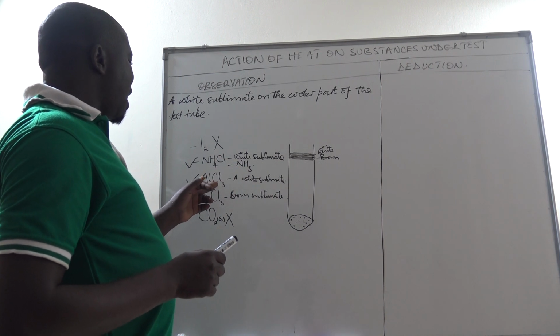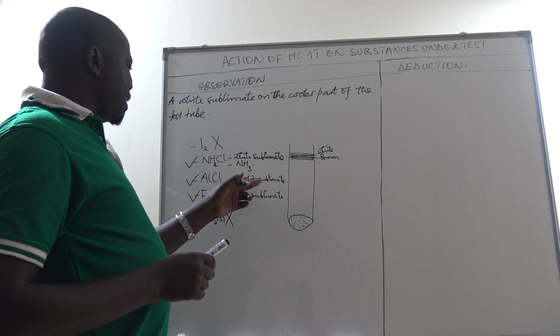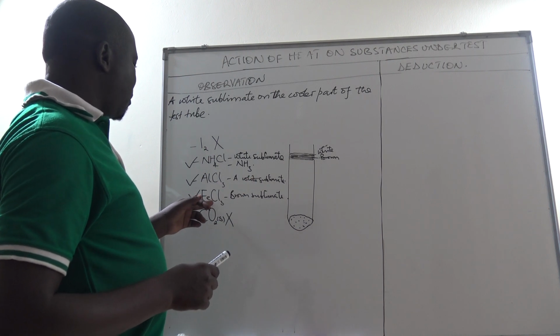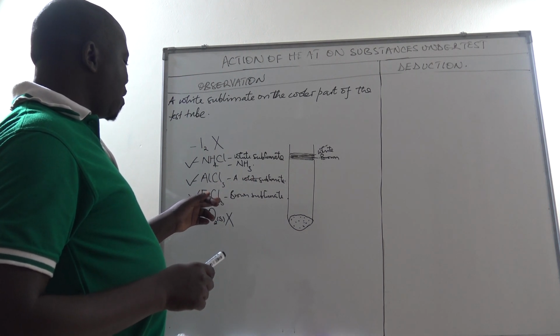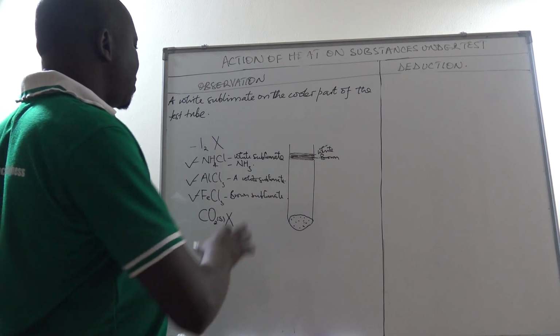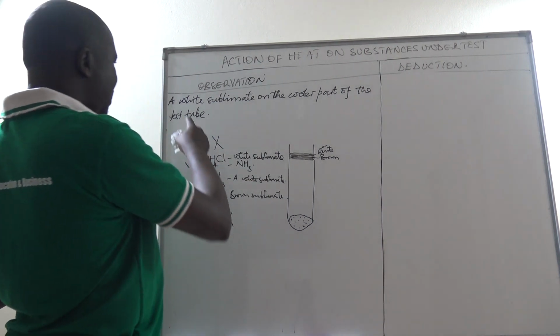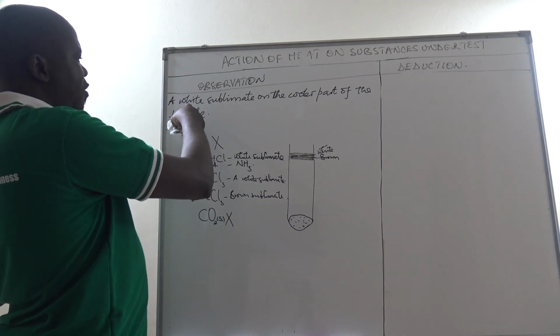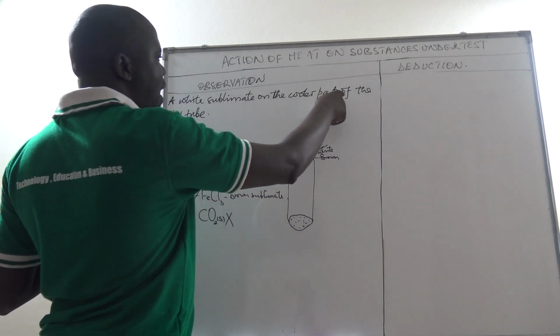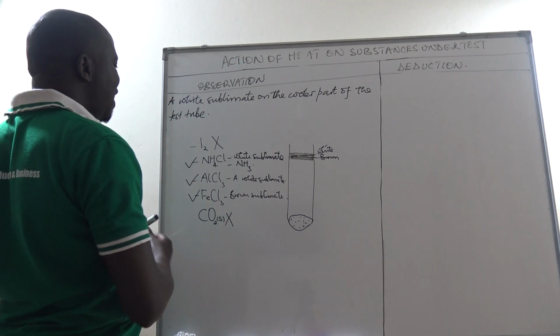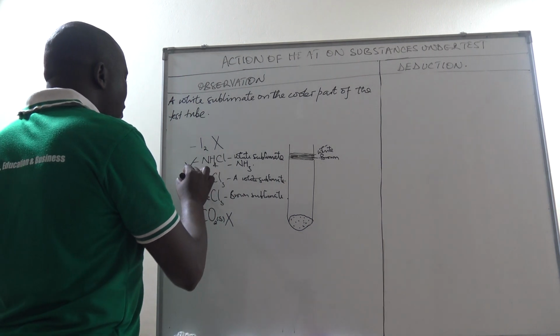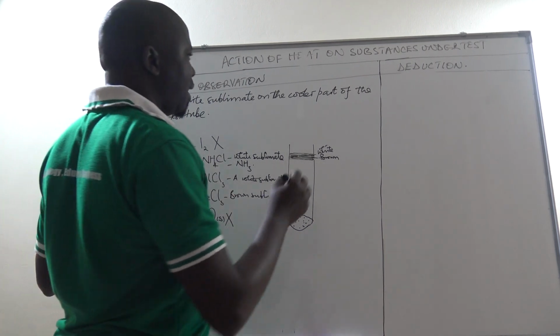We expect to get aluminum chloride as a white sublimate. We are able to get iron 3 chloride as a brown sublimate. So let us look at these three here. As you can see, we already have this observation of a white sublimate on the cooler part of the test tube without any other gas. That means that in this case, we have aluminum chloride.